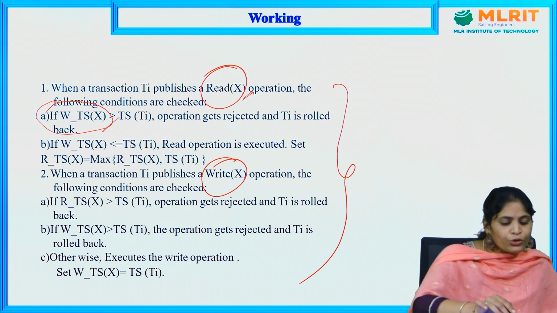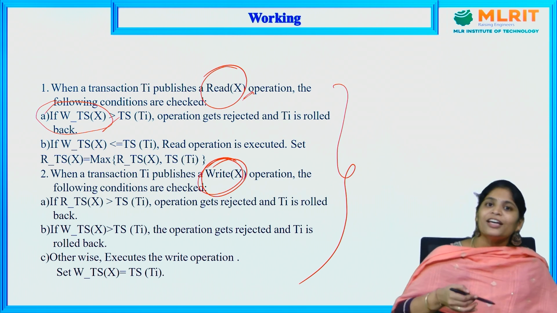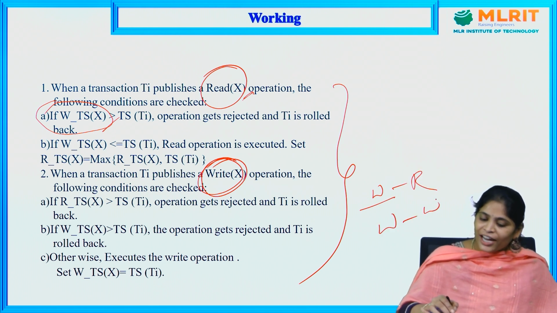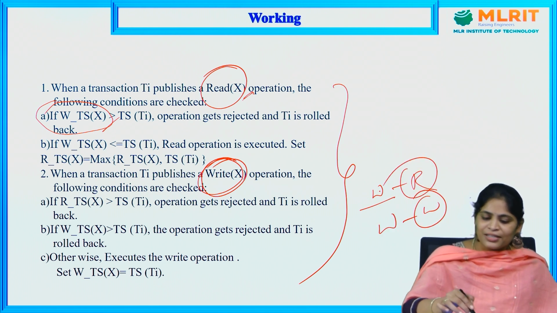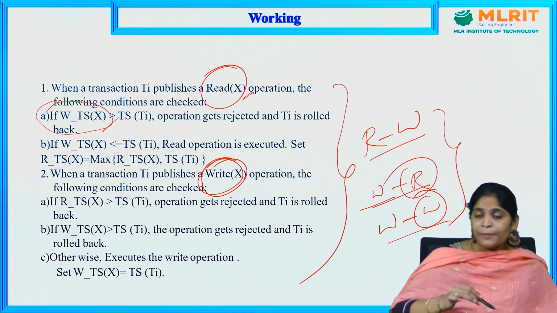And if we want to do a write operation, then we have to check the read and write. Why? Because the conflicting pairs for a write operation are read and write also. Right? These three are conflicting pairs: read-write, write-read, and write-write.